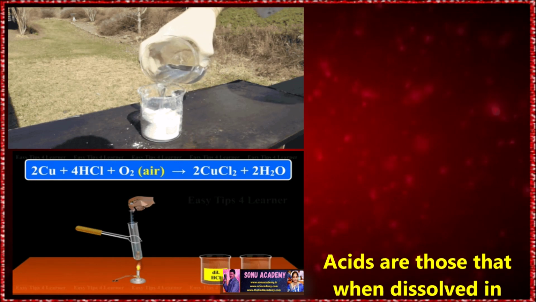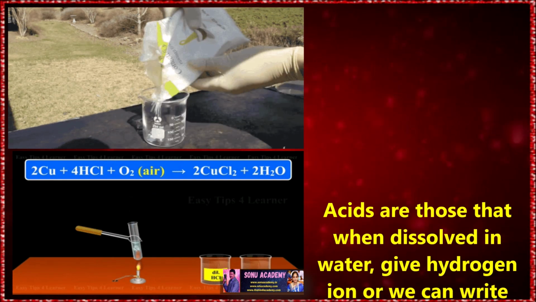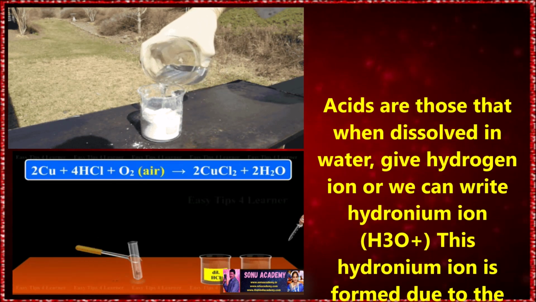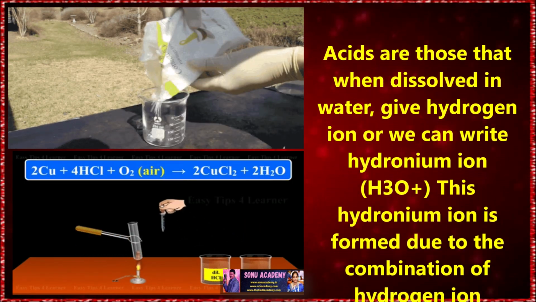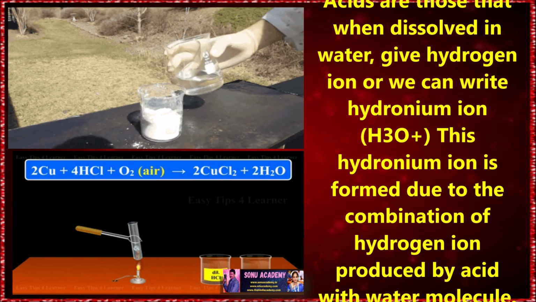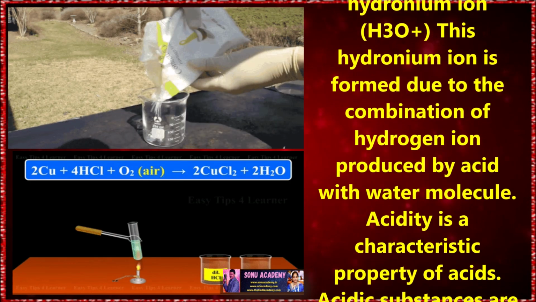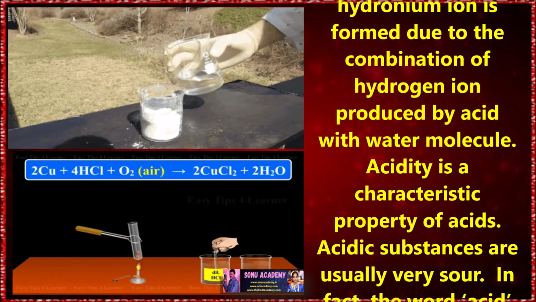Children, let us discuss in detail about acids. Acids are those which, when dissolved in water, give hydrogen ions, or we can write hydronium ion, H3O+. This hydronium ion is formed due to the combination of hydrogen ion produced by acid with a water molecule.